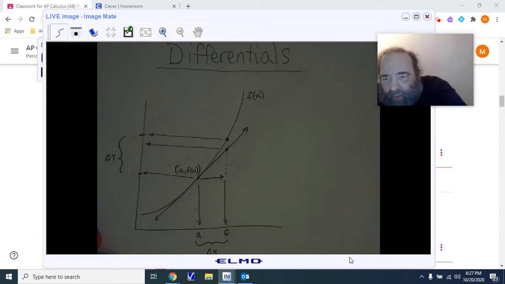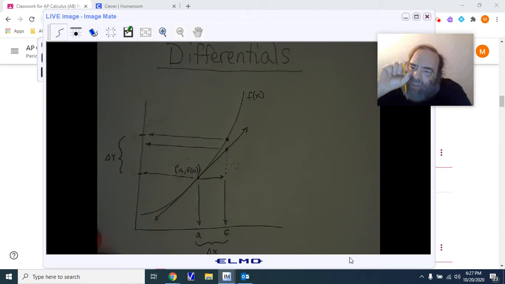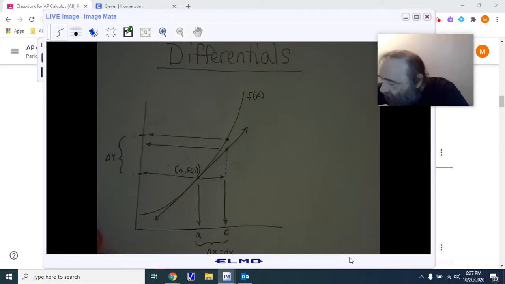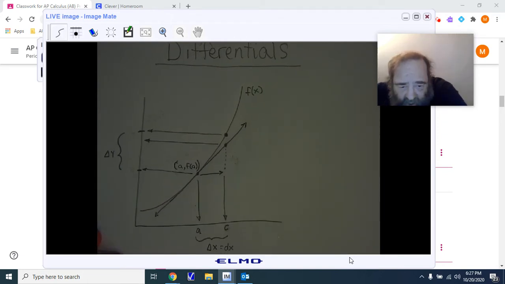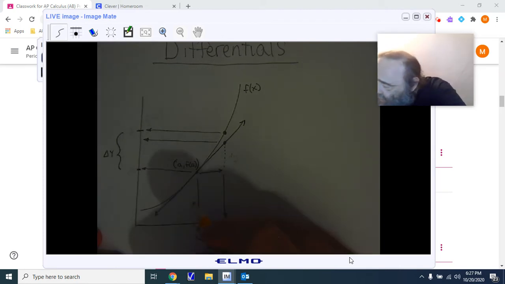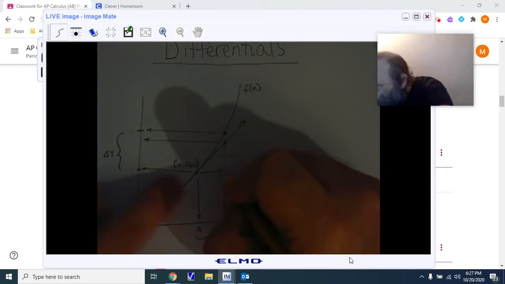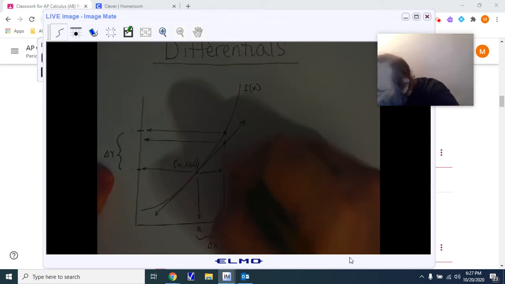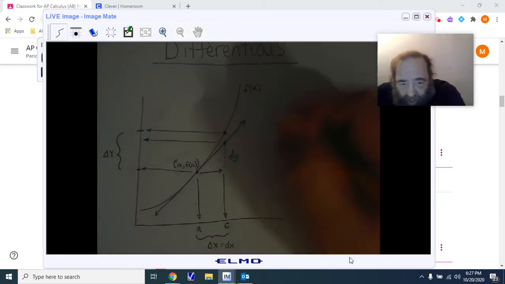Now, we've talked about our small changes. When we're talking about these small changes, we call them with a lowercase d, like dx. And because we are using our axis, our delta x is equal to our dx. We said that before as well. And we also know that if I'm looking at this right here, this is an approximate change in y, which we've identified as dy.